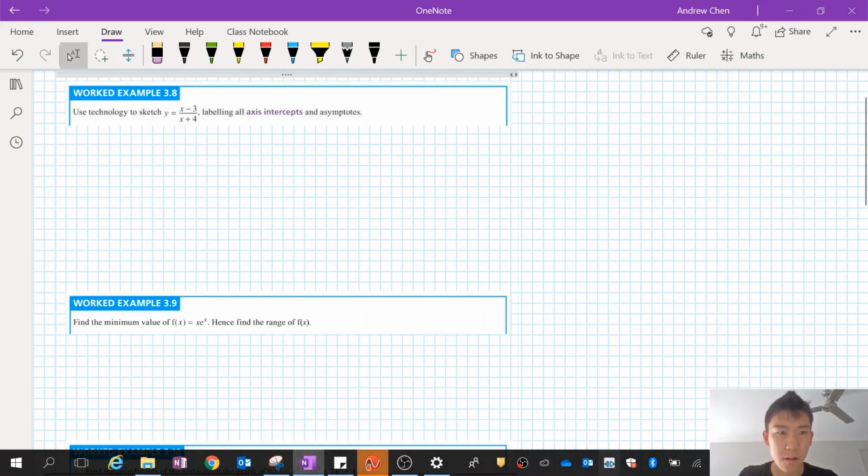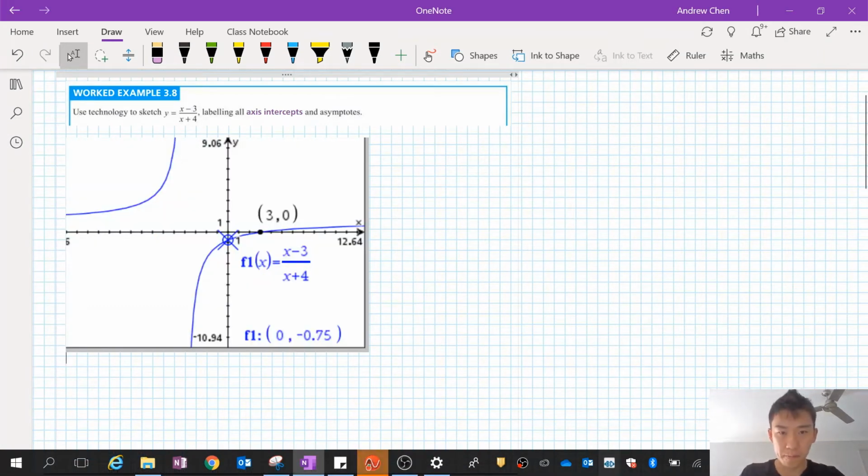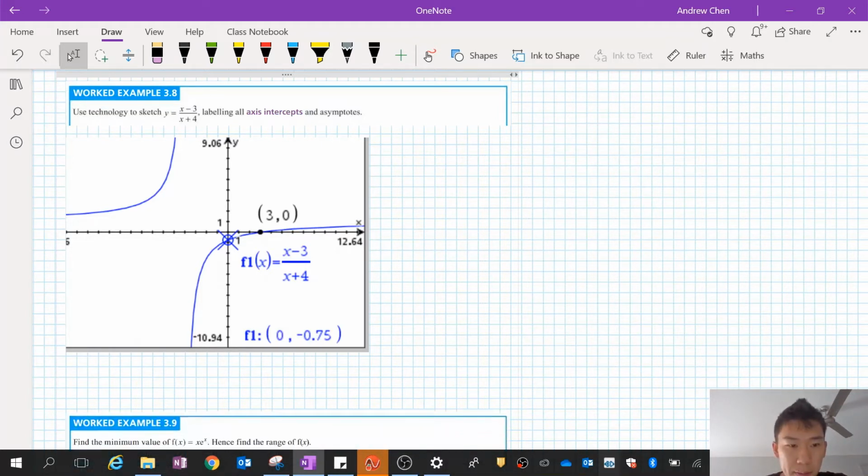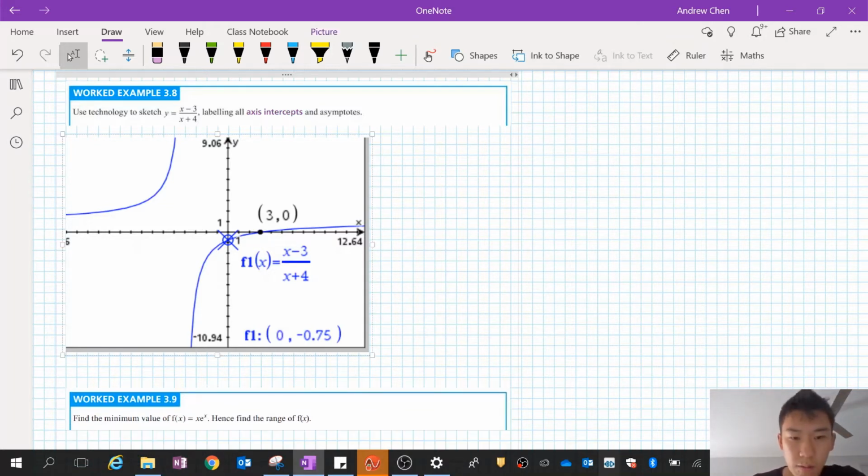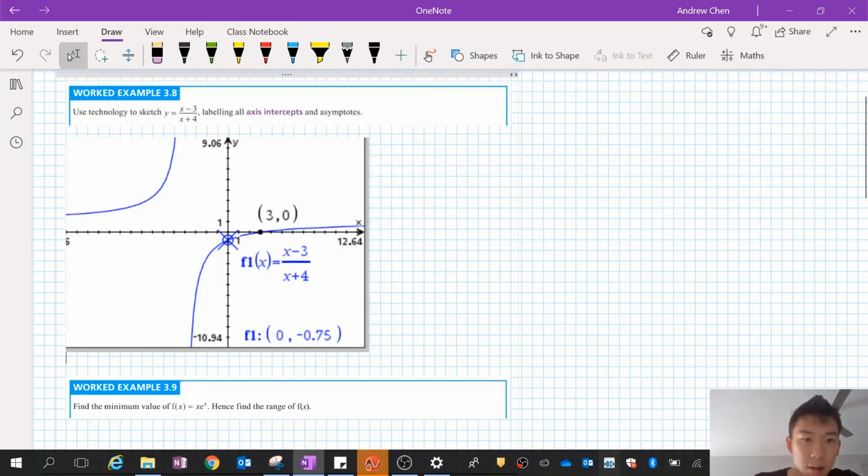There we go. Okay, and then we've labeled the x and y intercepts. Alright, and we're now going to have a look at the asymptotes. We can see where they are visually, but we can also confirm that by doing some calculations, so we're going to do that as well.